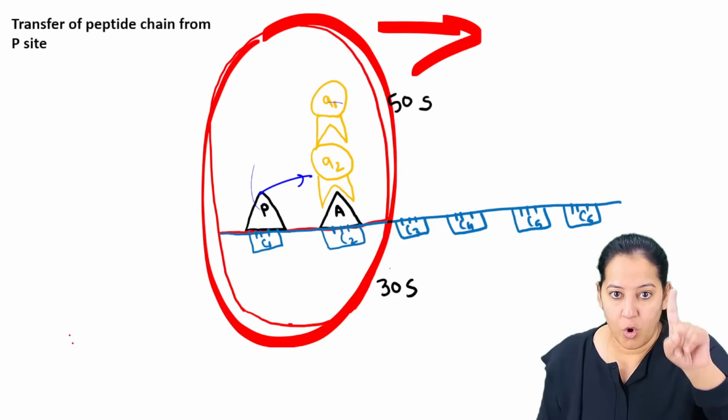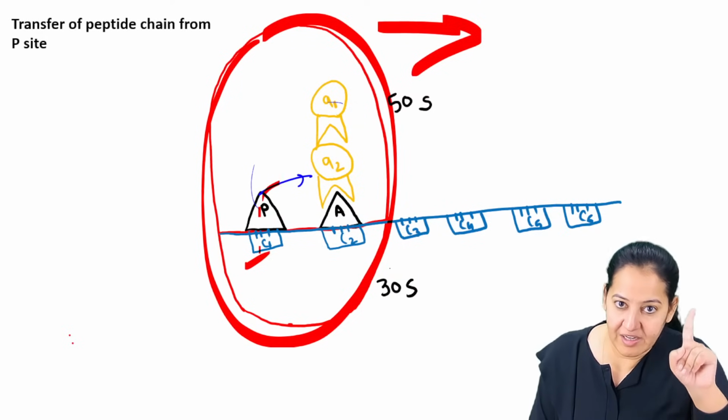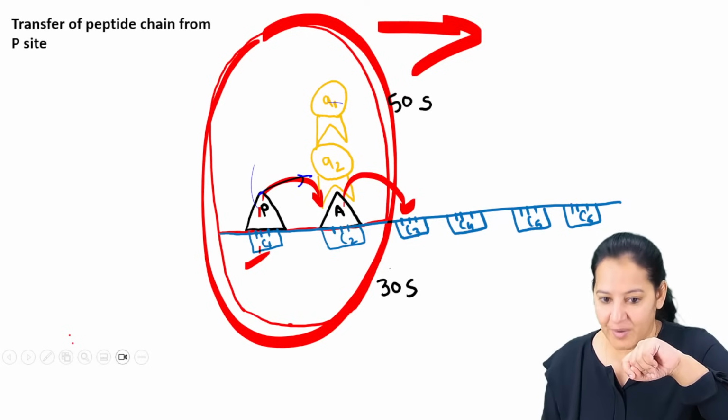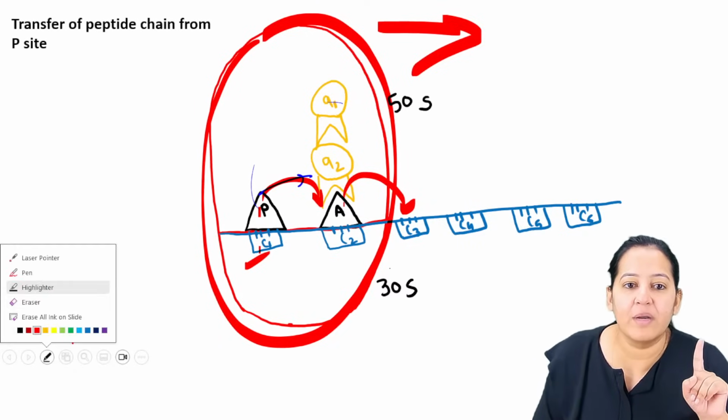So the C1 will be freed now. The P window will come on C2 and A window will come on C3. You are getting my point. The complete ribosome is moving by 1, but the amino acid will remain here only.